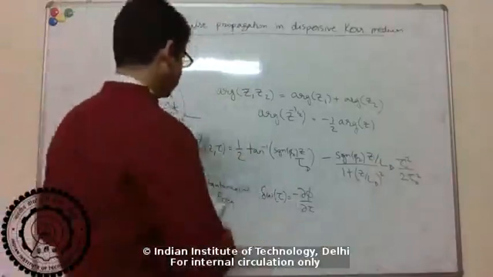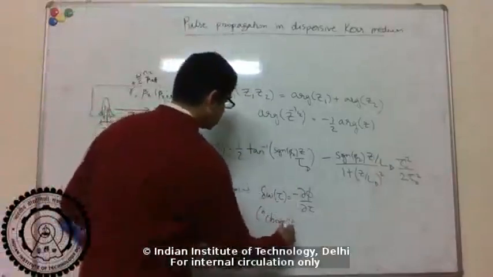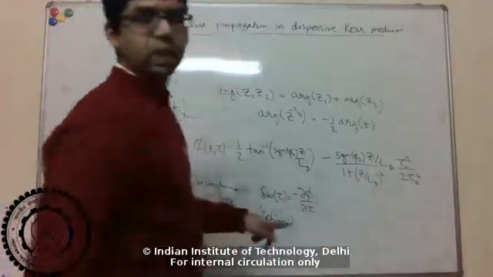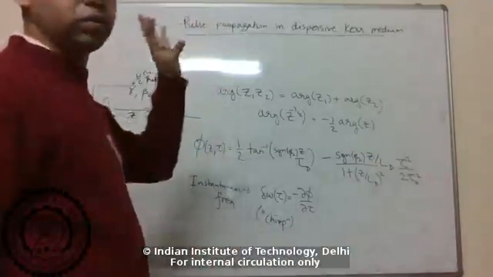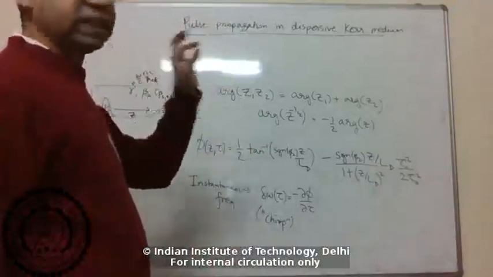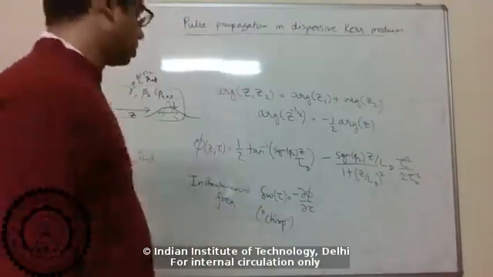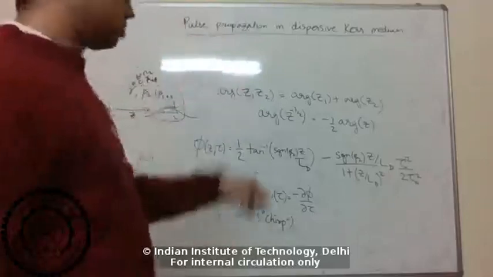Okay, so that's called a chirp. A time dependent frequency is called a chirp. It comes from basically when birds chirp. If you've heard the sound they make, the frequency changes with time. So the frequency goes up or down.